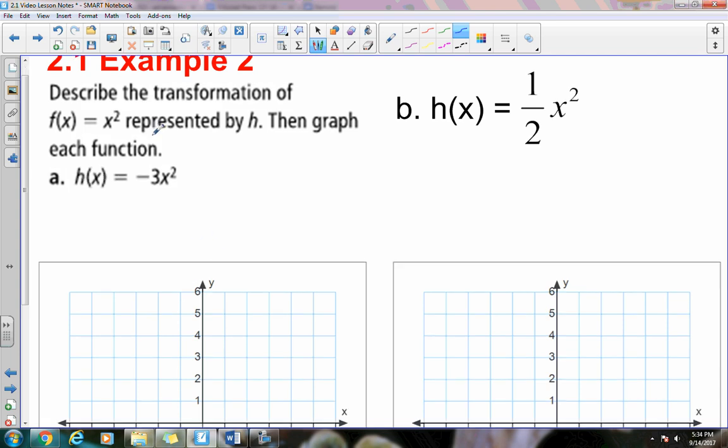All right, so describe the transformation of the parent function, represented by h, and then graph it. So we've got two things going on here. It is a reflection over the x-axis. Oops, sorry, can't spell. Reflect over x-axis. It's hard to write with a mouse. And we've got a vertical stretch by a factor of 3.